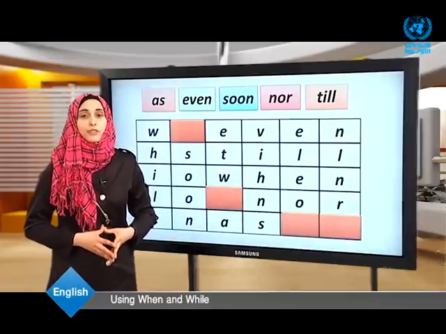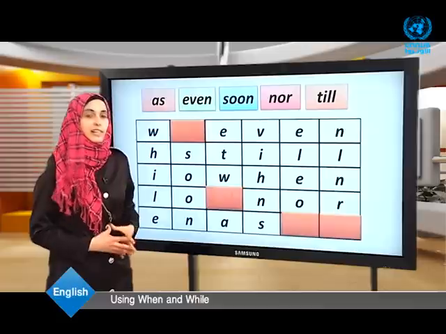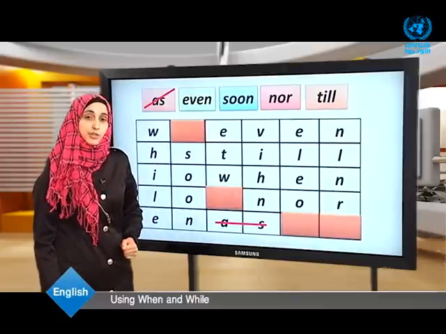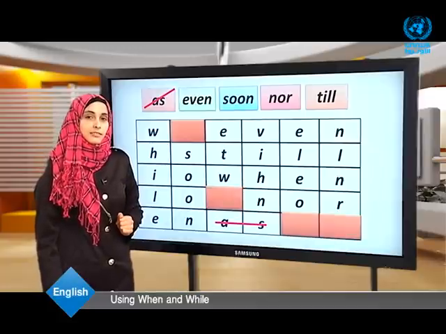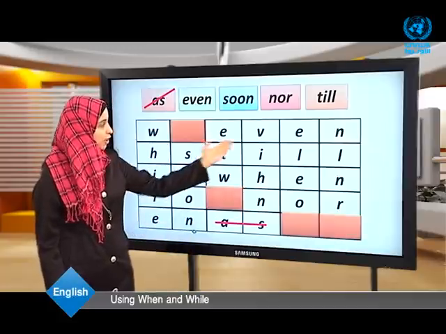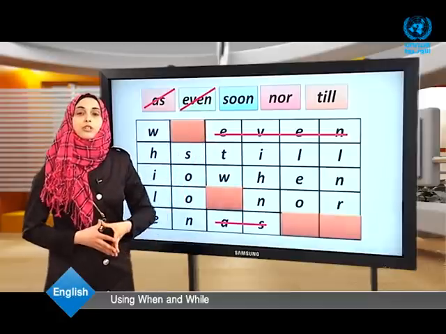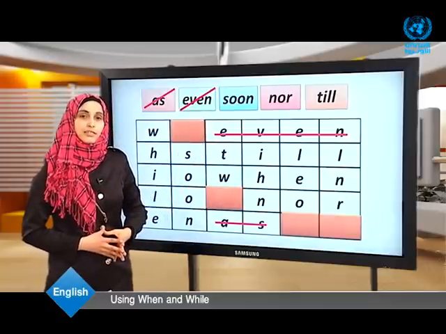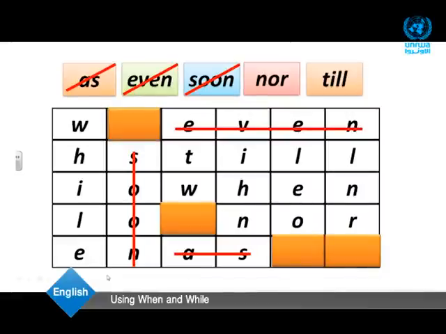Now let's start with the first one. As. Can you find it in the table? Look closely here. Where is as? Excellent. It's here in the last row. What about even? Can you see it? Excellent, it's in the first row. Even, even. What about the third one? Soon. Where is it in the table? Can you see it? Amazing, it's in the second column.